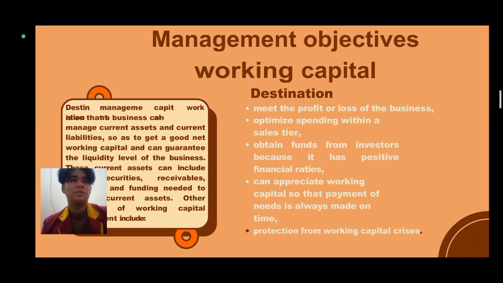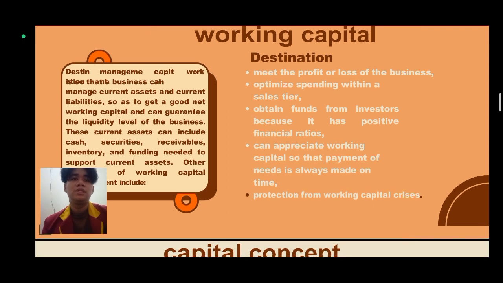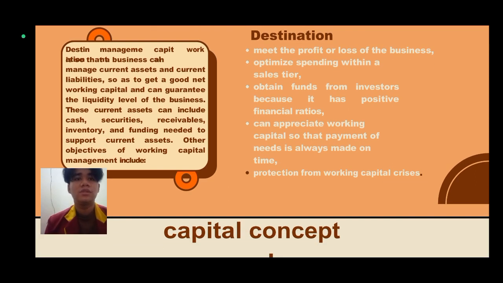And then the objectives of working capital management. The business can manage current assets and current liabilities so as to get a good net working capital and can guarantee the liquidity level of the business. These current assets can include cash, securities, receivables, inventory, and funding needed to support current assets.